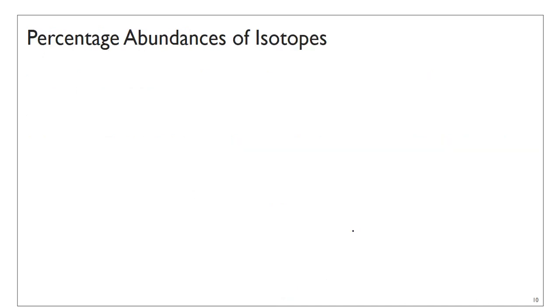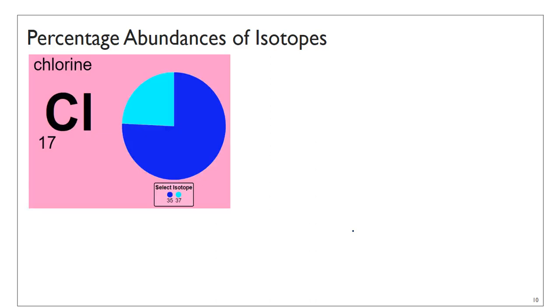All right, one more concept before we can get to the weighted average, and that is the concept of percentage abundances of isotopes. So this is an example. We'll talk about chlorine here. Chlorine has two isotopes. These are, what's the word, mass numbers. So you have chlorine-35, Cl, and you have chlorine-37. So two types of isotopes.